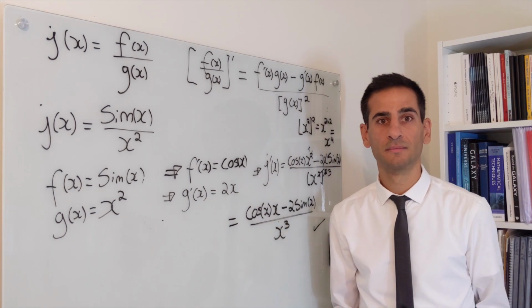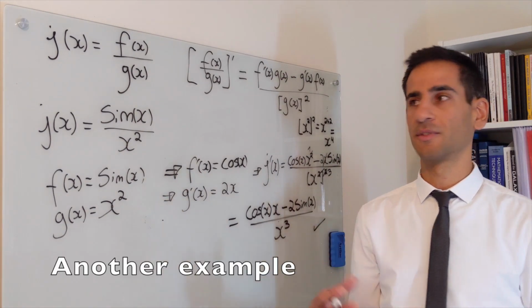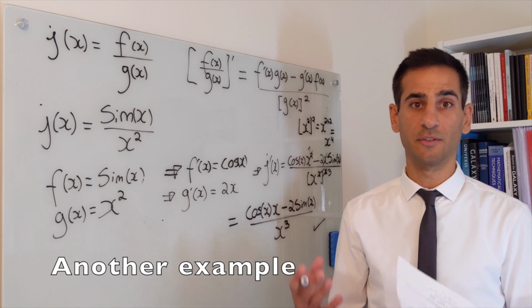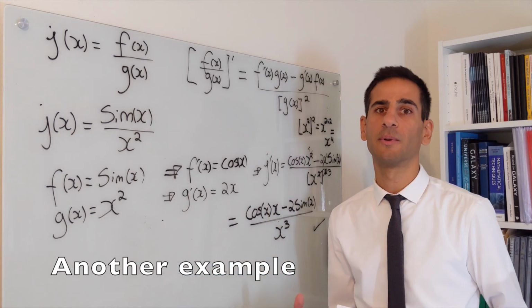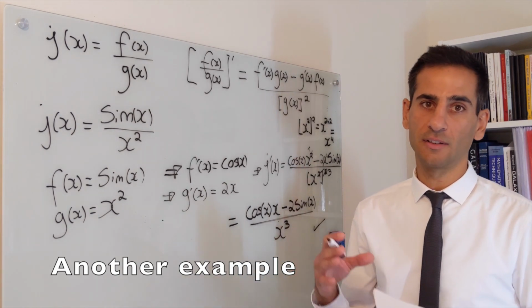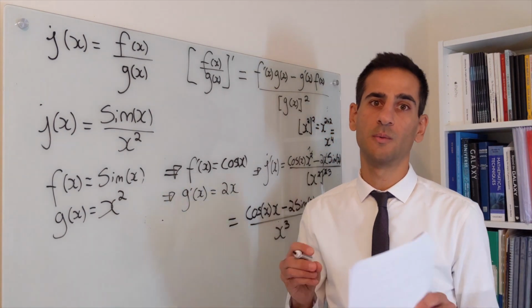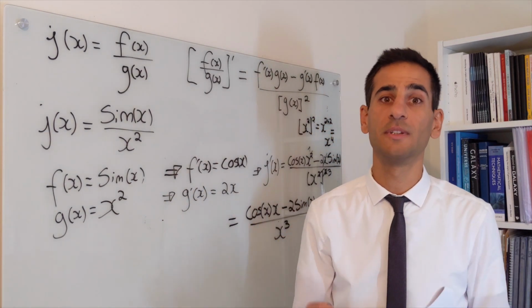We did it then. But let's try another example. Something that probably you wouldn't think about using the quotient rule, but you can. And this is a very good example about the fact that a lot of functions, you can sometimes transform them to then use rules that you are very familiar with.